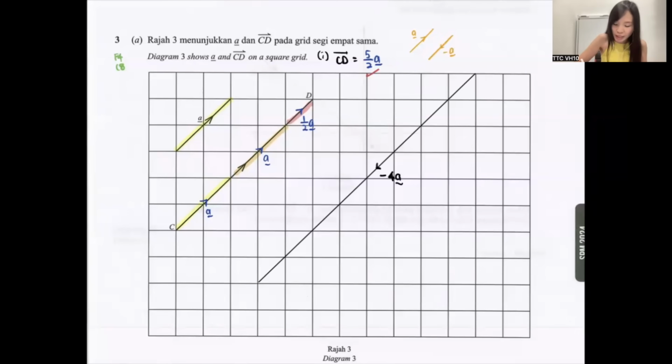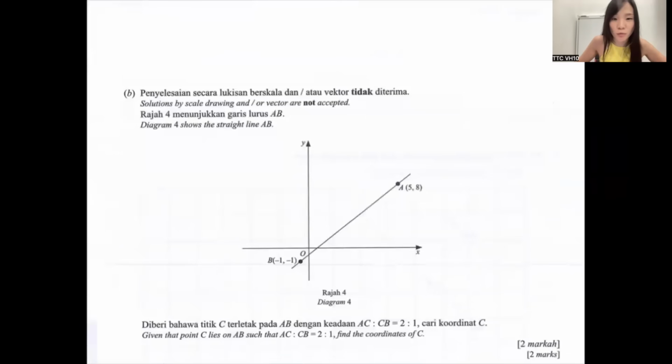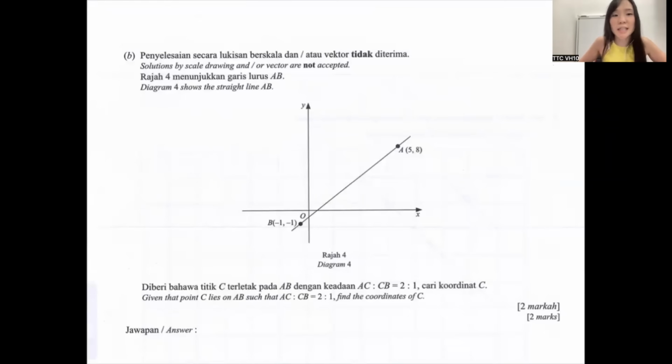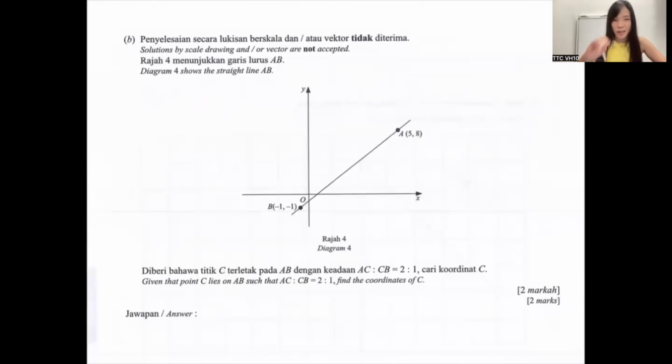That. So this answer worth 1 marks. This thing also worth 1 marks. Easy 2 marks. Makes sense, right? Quite easy, right? So this one is just A. Let's move on. B. So that one 2 marks, another 2 marks come from B. They say solution by scale drawing and or vector is not accepted. Okay, that means it's not an accurate one.